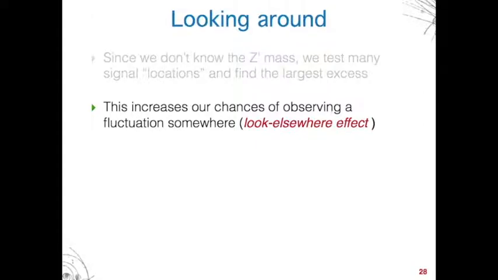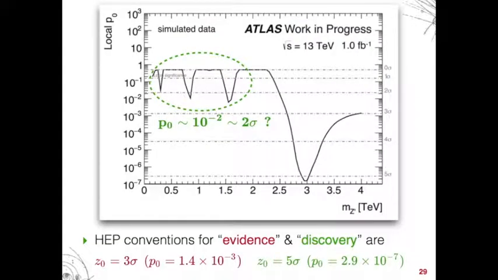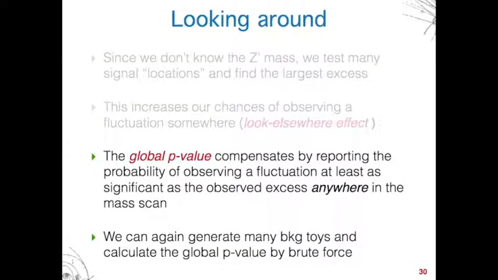But the fact that we've looked at so many different spots means we've increased the odds of seeing a background-only fluctuation. This is called the look elsewhere effect, and Elham actually talked about this as well. It essentially is drawing attention to these sorts of fluctuations which came from no background. So the global p-value is then the thing that we need to quote because it compensates for the look elsewhere effect by giving you the probability of observing a fluctuation at least as significant as the one we observed in data, under the background-only hypothesis anywhere in the mass scan.